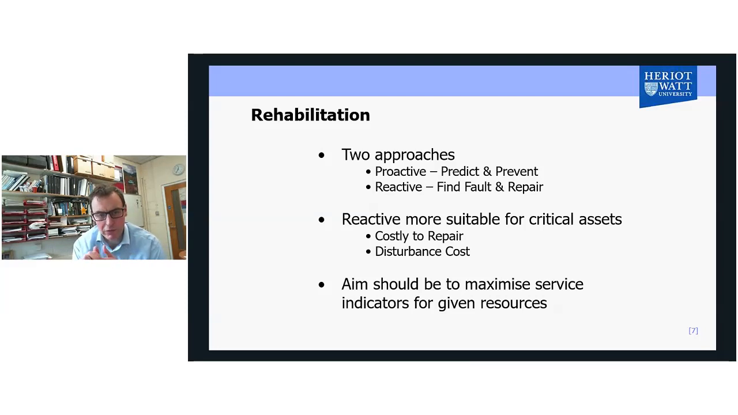Reactive is more suitable for non-critical assets. If you've got part of the network which is absolutely key, you want to absolutely make sure that doesn't break down. And when you're thinking about how you rehabilitate your network, you should really be thinking about how you maximise the service indicators, which I showed you in the previous slide.